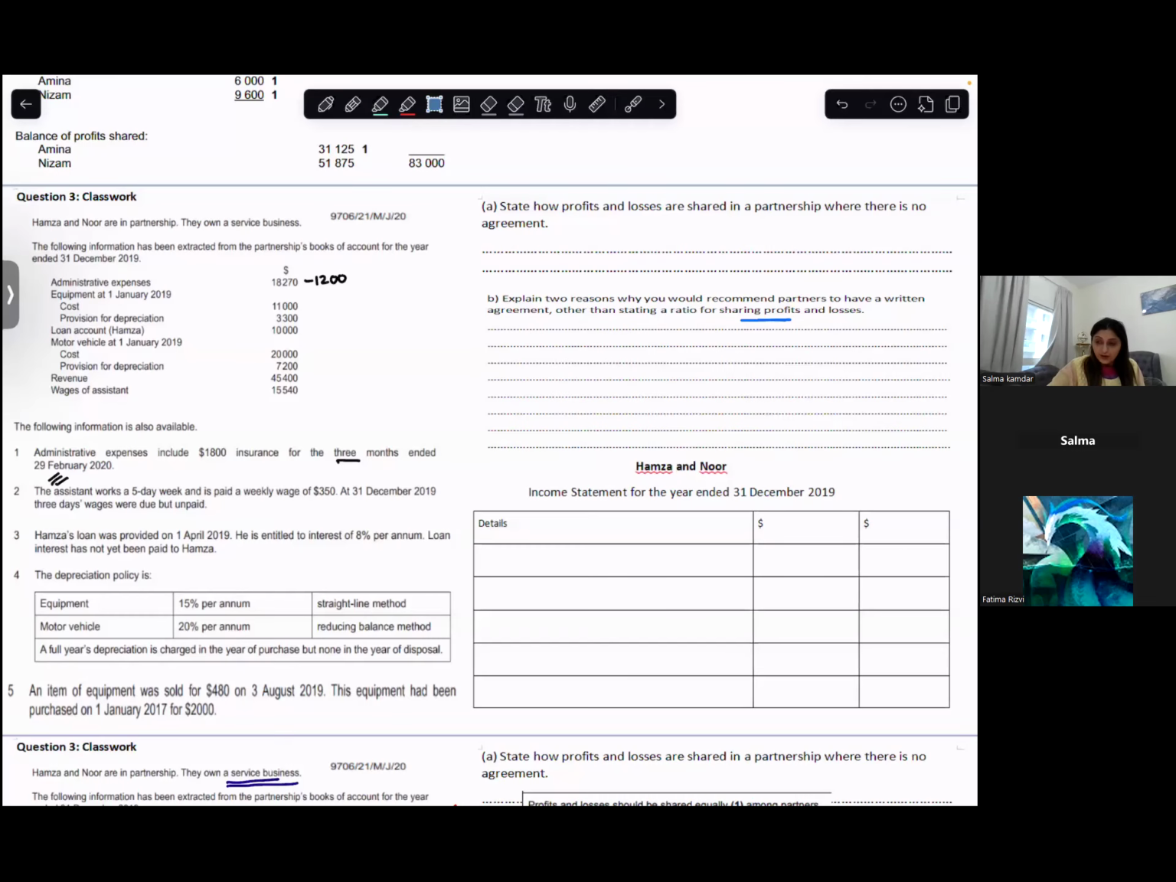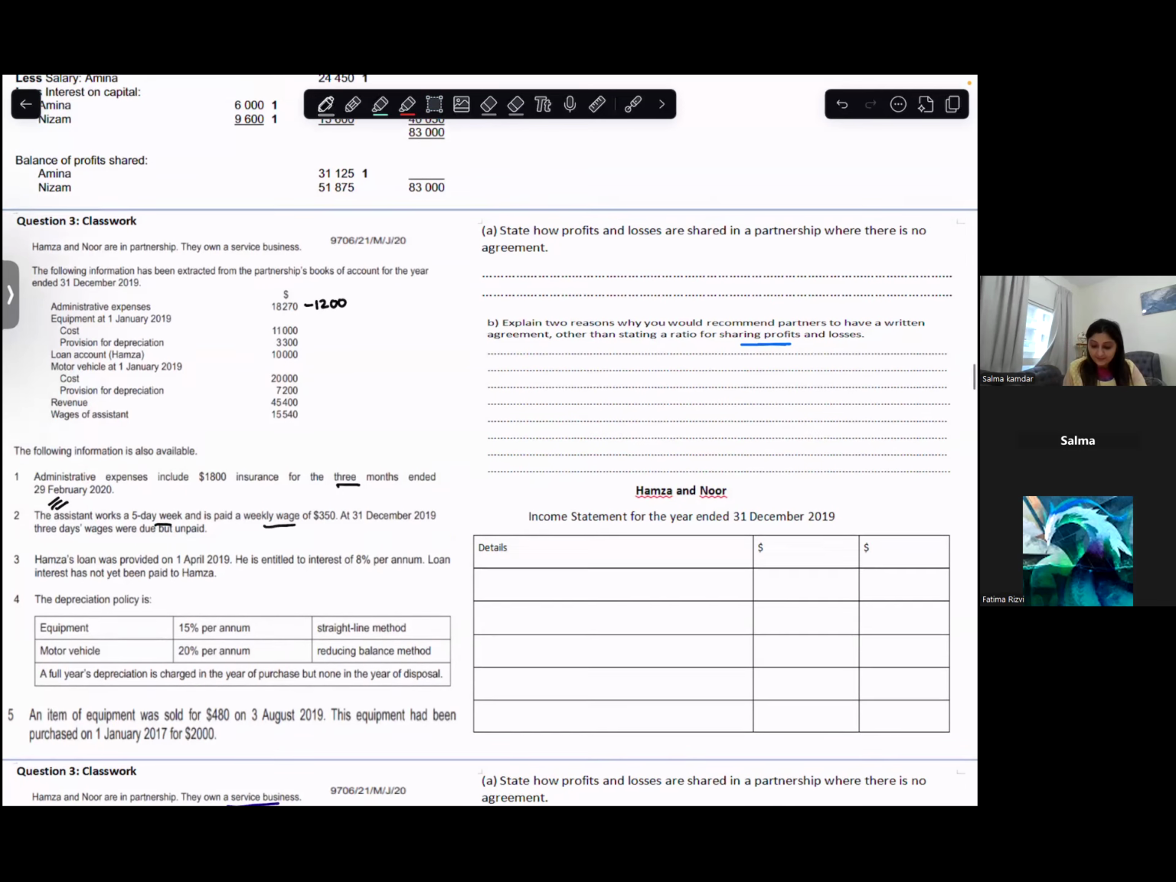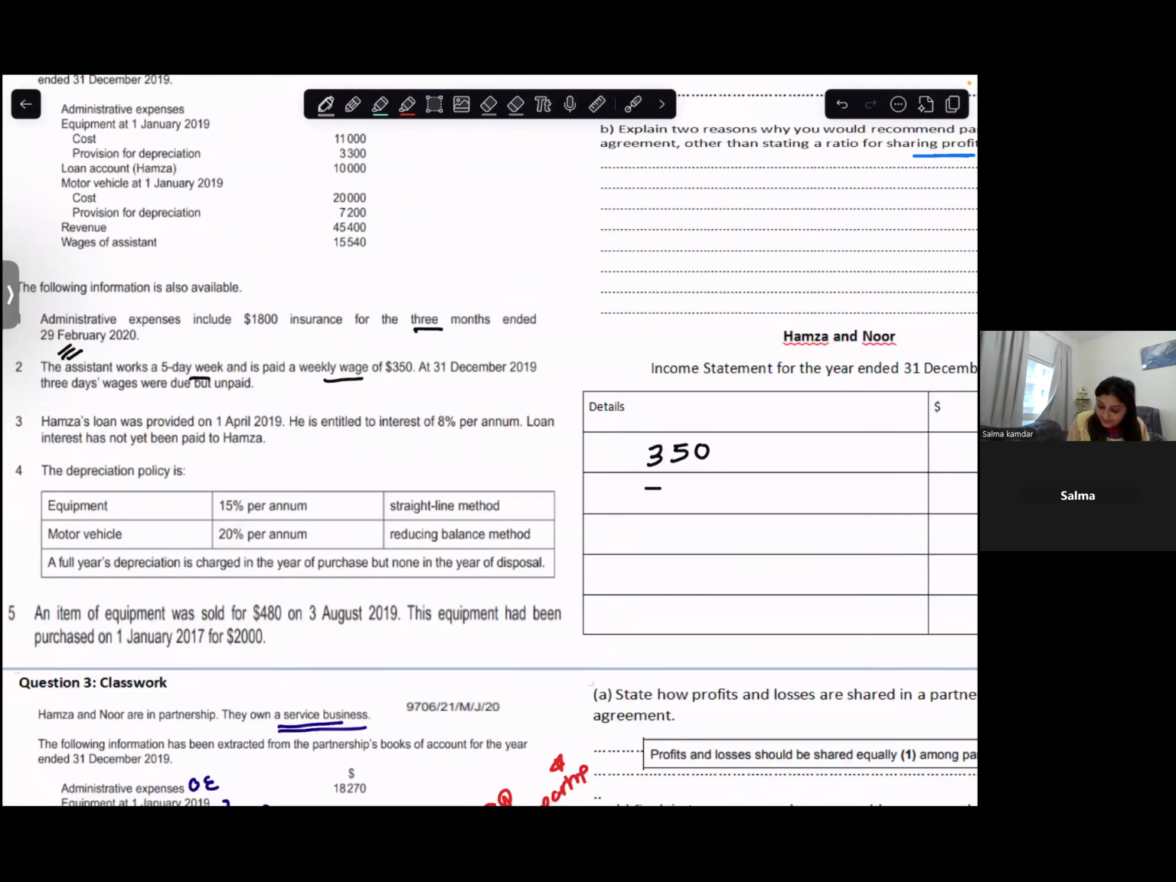Miss, can you hear me? Adjustment number two. Assistant works a 5-day week and is paid a weekly wage of 350. What does this mean? 350 is paid for 5 days. It means that 350 is paid for 5 days. Are you with me?